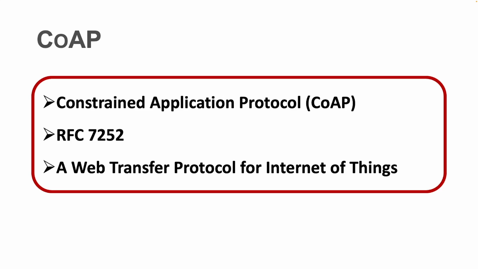CoAP stands for Constrained Application Protocol and it is defined in the RFC 7252 standard. CoAP is a web transfer protocol with low header overhead specifically designed for constrained nodes and networks such as those that form the Internet of Things.